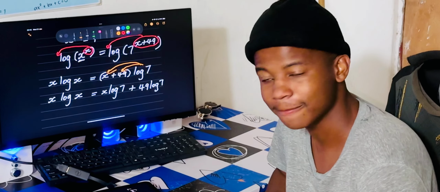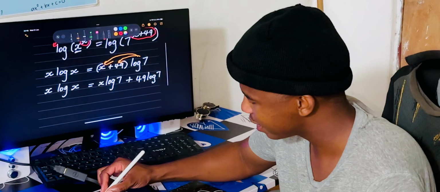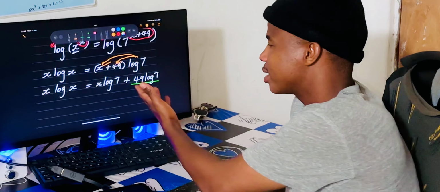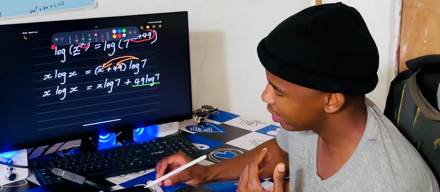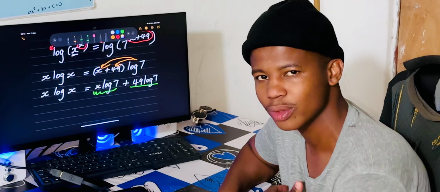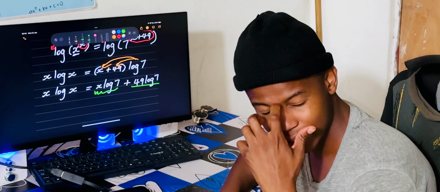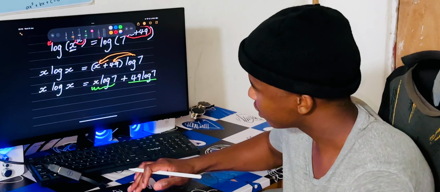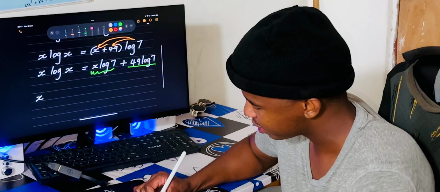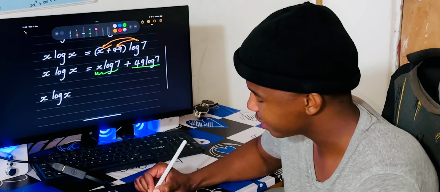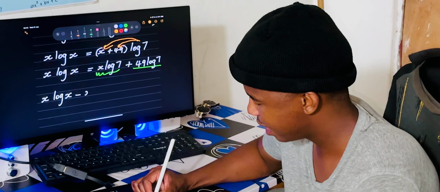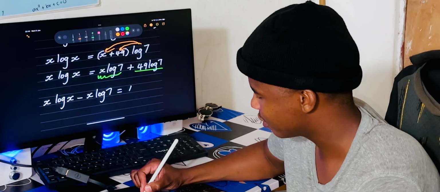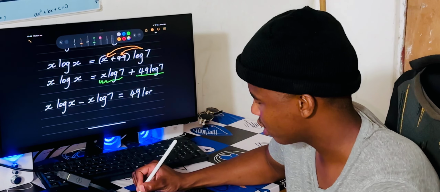Right, ladies and gentlemen. And then the nice thing is this part is now isolated. It doesn't have an x on it, so I can leave it this side. But this part, I have to take it to the left because it has an x, so it's going to join the other guys that have x's. So we're going to have x log x minus x log 7, which becomes 49 log 7.